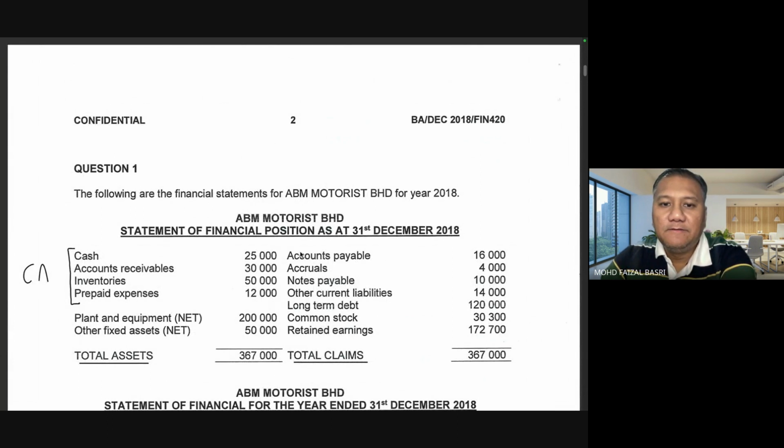Basically the four on the right, accounts payable, accruals, notes payable, and other current liabilities are all current liabilities, the first four. Then we have one non-current liability or long-term liability in the form of long-term debt. Then we have equity, common stock and retained earnings. So that's the categories. We have current assets, then non-current assets or fixed assets. Then current liabilities, 4, then long-term liabilities, 1, long-term debt. And the final 2 items are the equities.